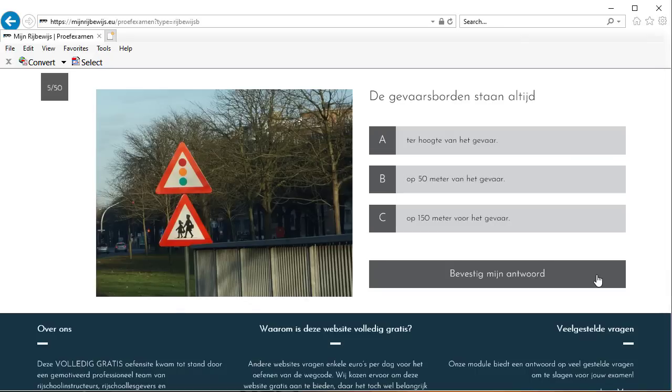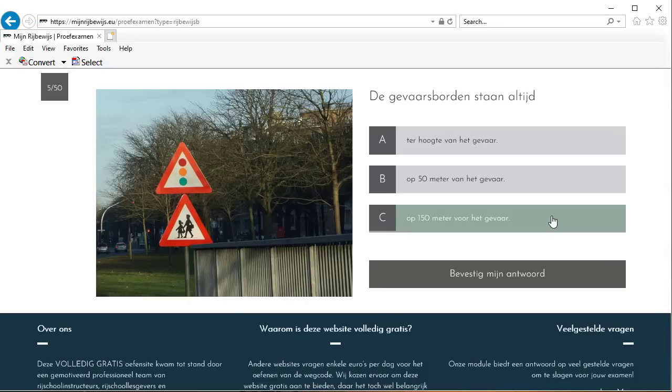The warning triangles are placed always. Option A is at the place where there is danger. Option B is at 50 meters before a danger point. Option C is at 150 meters before a danger point. The answer is at 150 meters before a danger point.